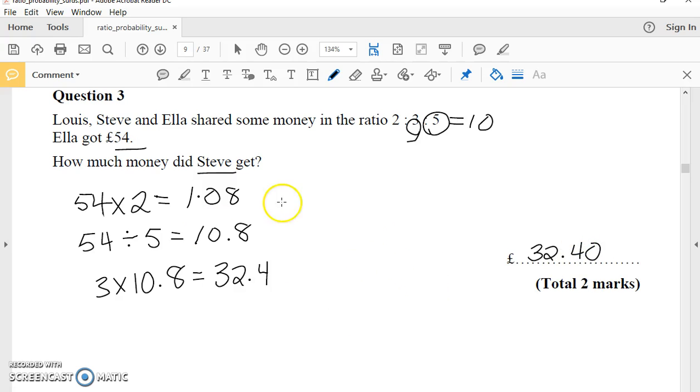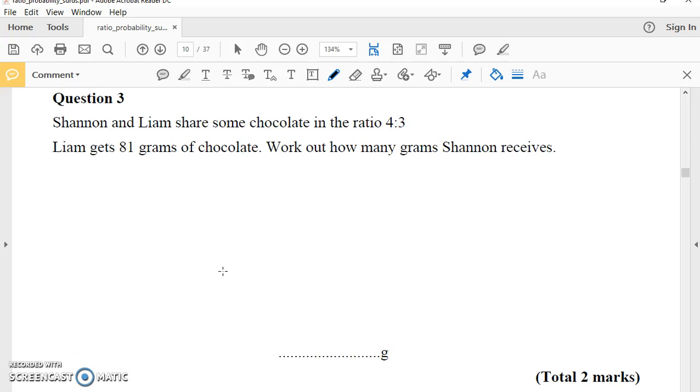Okay, so again we found what each piece is worth and then multiplied it by the number of pieces that person's going to get. Okay, so not too difficult at all. Alright, again, lots and lots of questions for you to work through. If you need any others worked through, I will be happy to go through them.